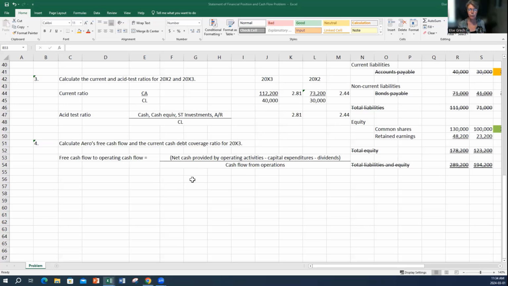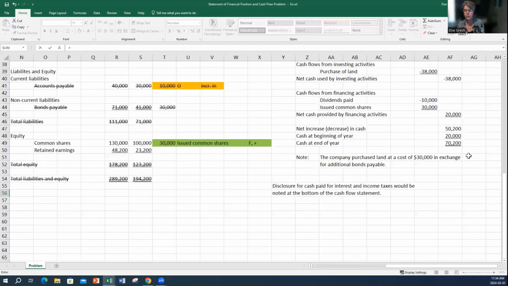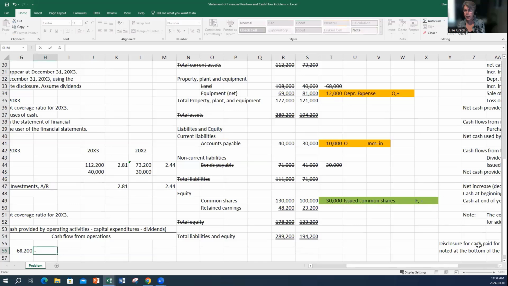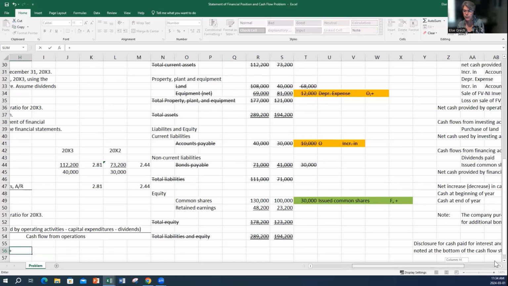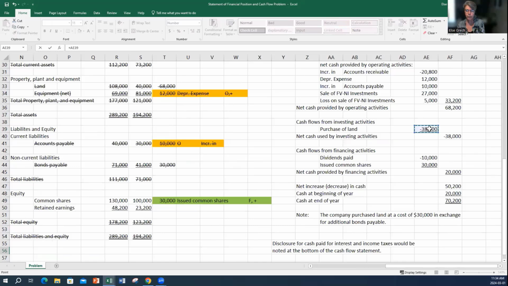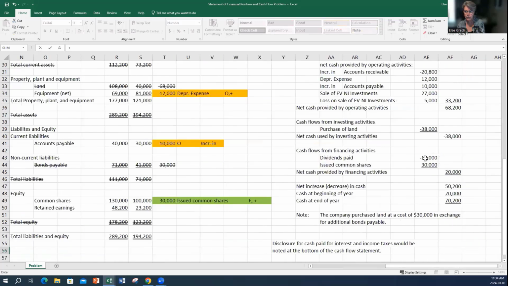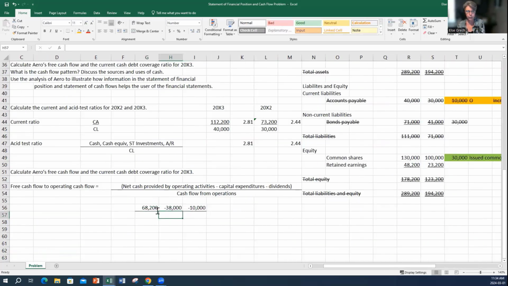So let's do this calculation for this company right here. So we've got the cash flow from operating activities, which we see right here is 68,200. We're going to subtract any capital expenditures, and we're going to see capital expenditures were $38,000, right? And then we see that we also paid dividends. So the dividends were 10,000, and we're going to divide it, of course, by this. And this will tell us very quickly what the ratio is. So it's 0.30. Now that's the ratio.